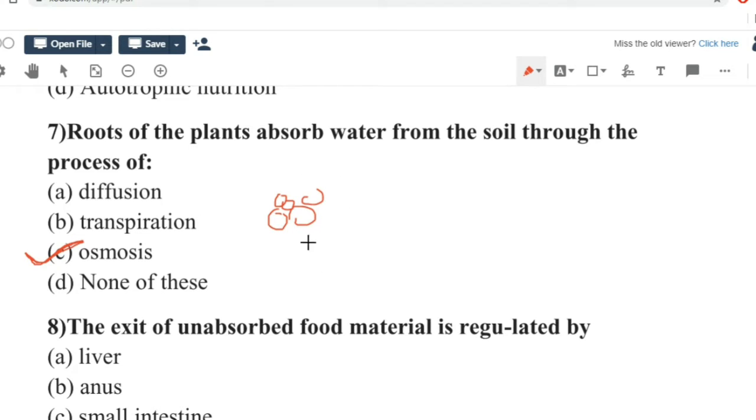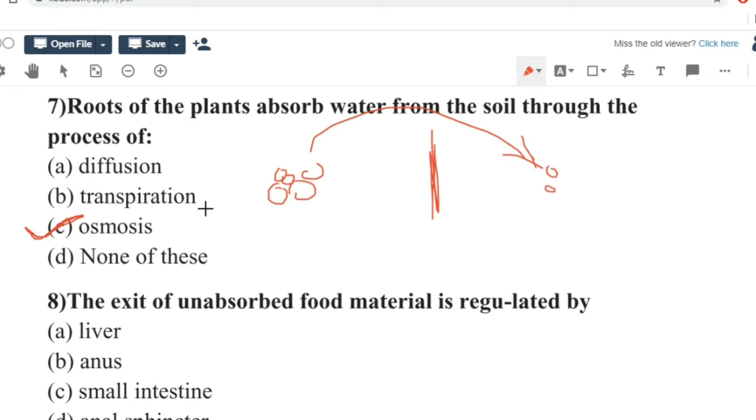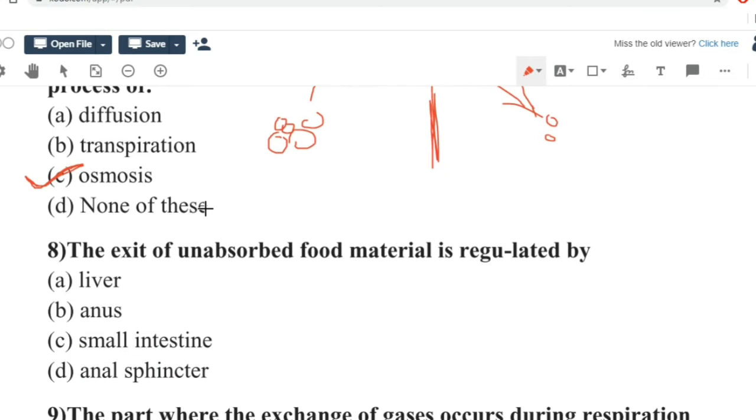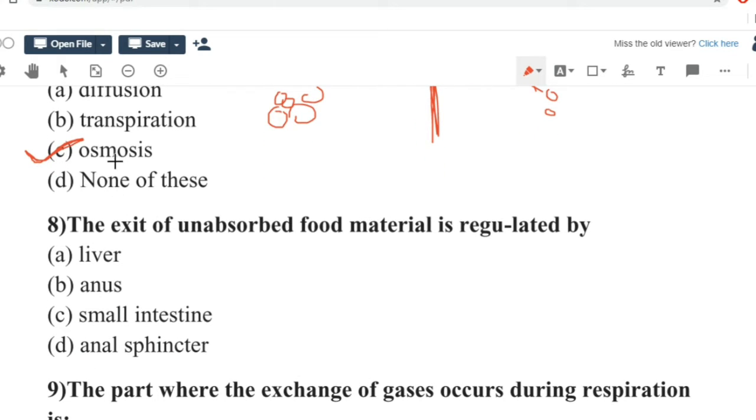So the ionic concentration at one region is more and the ionic concentration at the other region is very less. So the movement of water molecules from a region of higher concentration to a region of lower concentration through a semi-permeable membrane is osmosis. So the answer is osmosis. Now what is transpiration? Transpiration is the loss of water from the leaves in the form of vapors. So the answer here is osmosis.